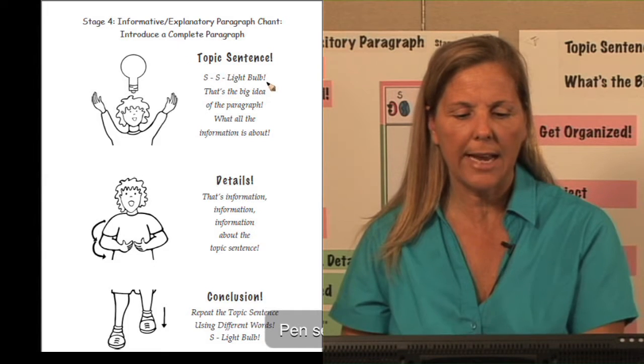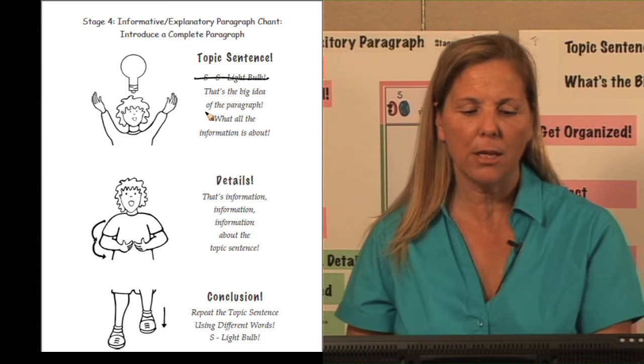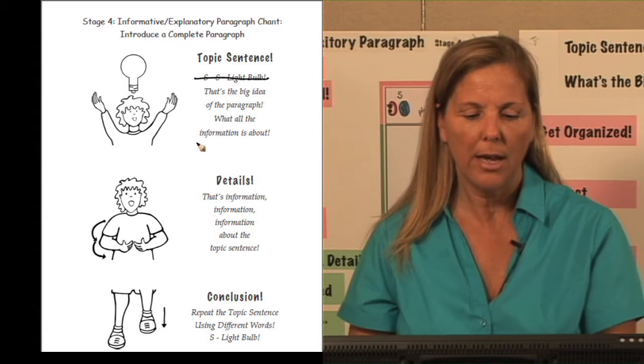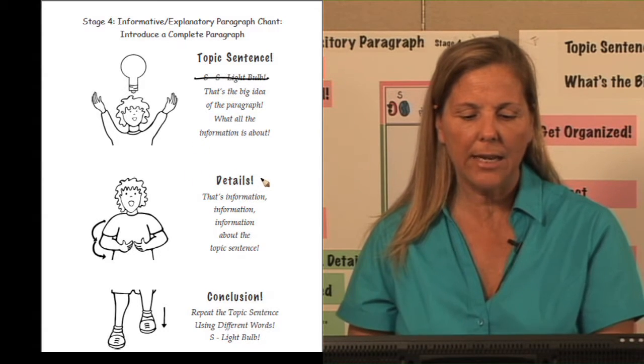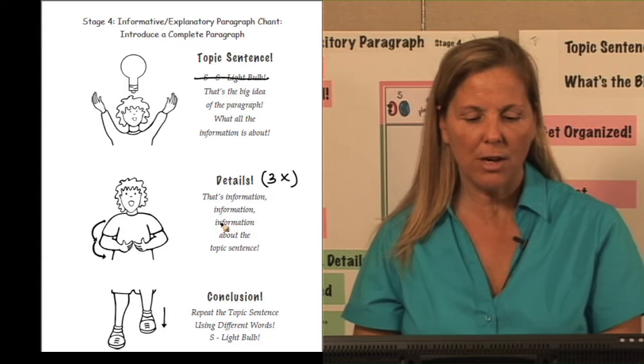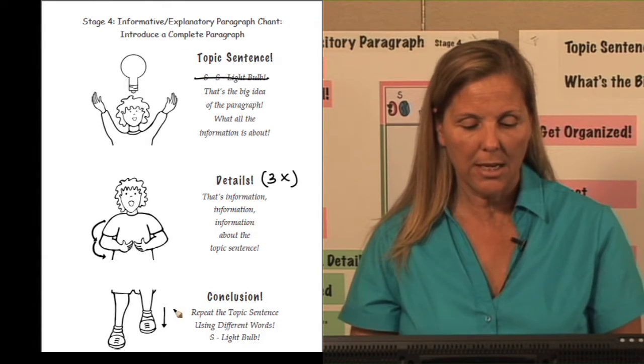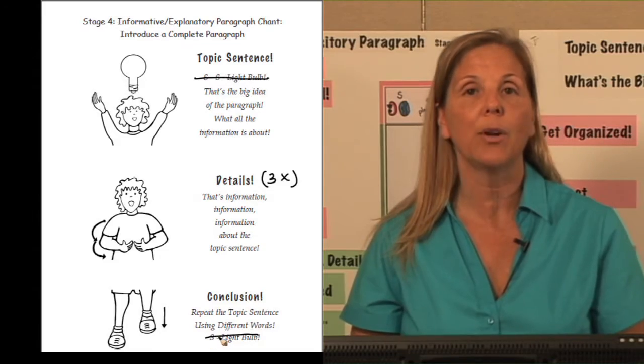Instead of just saying S light bulb, we'll leave that out and we'll say topic sentence. That's the big idea of the paragraph, what all the information is about. Then we'll say details, and you'll repeat this 3 times. Details, details. That's information about the topic sentence. Conclusion, repeat the topic sentence, use different words, and then get rid of the S light bulb.